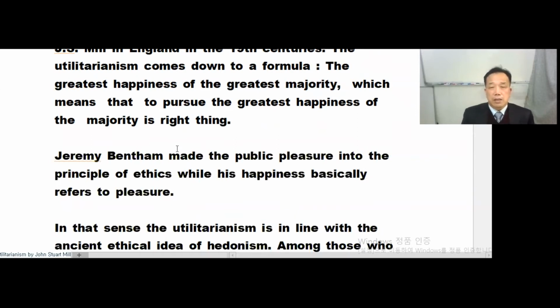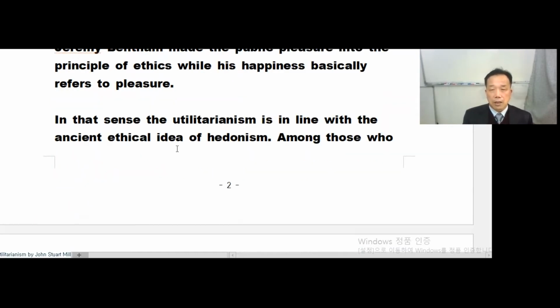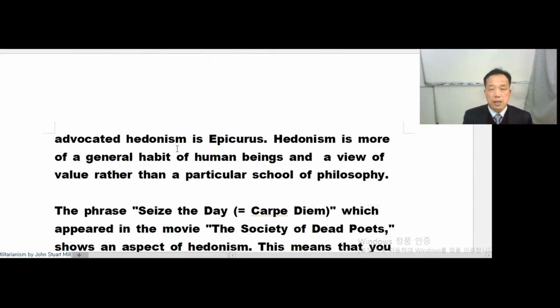Jeremy Bentham made public pleasure into the principle of ethics, while his happiness basically refers to pleasure. In that sense, utilitarianism is in line with the ancient ethical idea of hedonism. Among those who advocate hedonism is Epicurus. Hedonism is more of a general habit of human beings and a view of value rather than a particular school of philosophy.